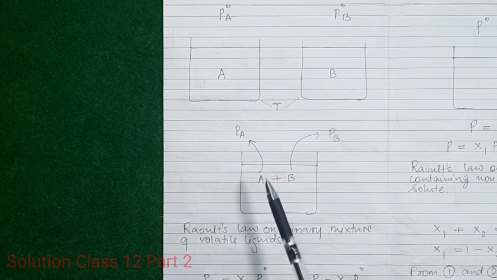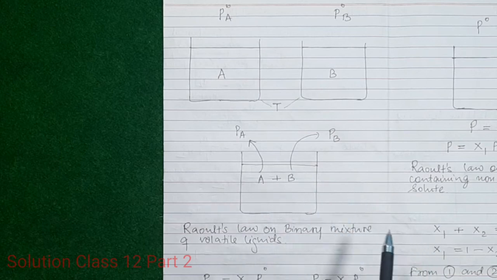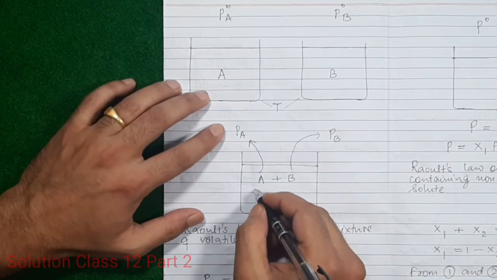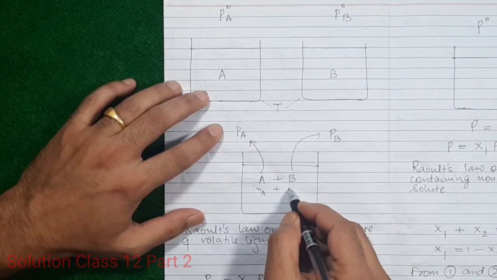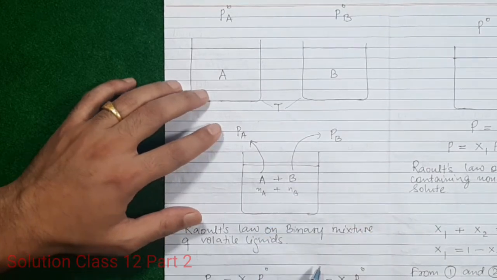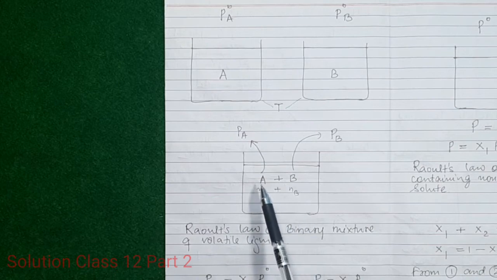Now we'll prepare a mixture of these two liquids. To prepare the mixture, I'll take Na moles of A and mix that with Nb moles of B. So it's a mixture of both A and B. There are Na and Nb moles of A and B mixed together. Now once you mix them, for A, B acts as an impurity, and you know that impurity always lowers vapor pressure. So the vapor pressure of A will come down because of B working as an impurity.